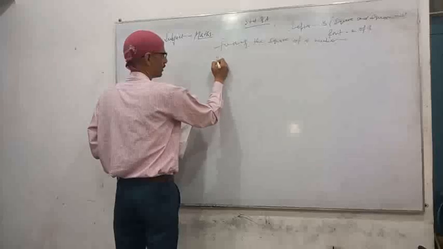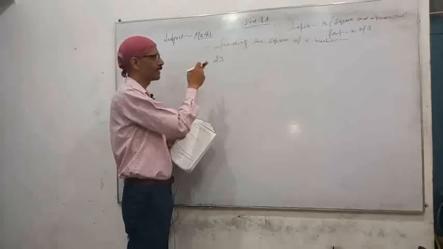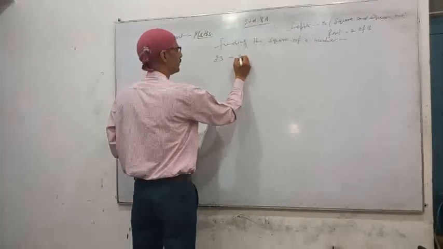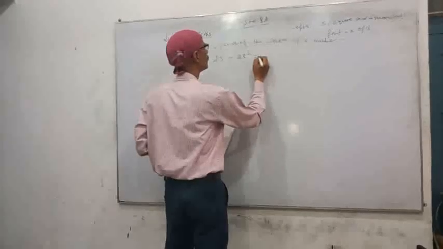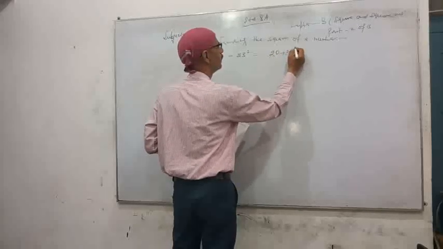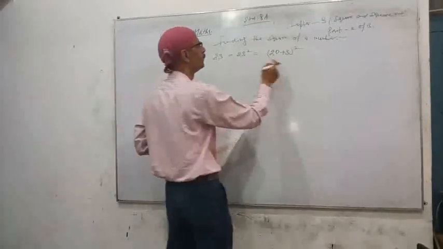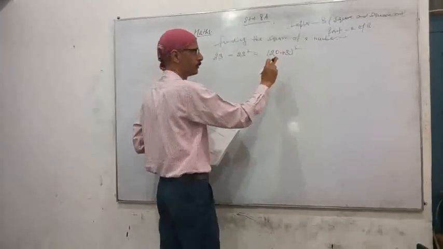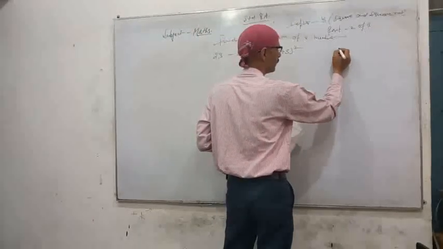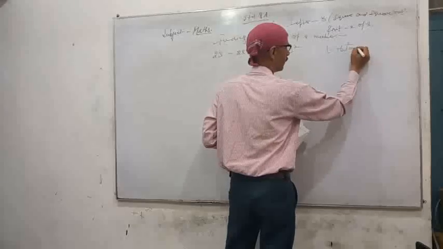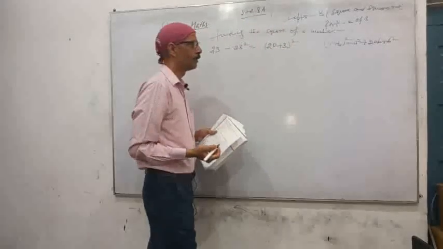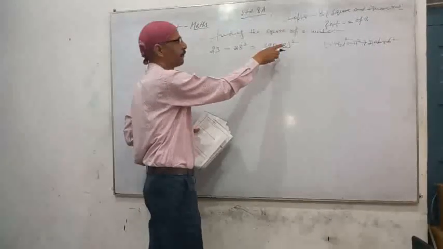Suppose you are given 23. How can you find the square of 23? You can write 23 squared, and now you can write 23 as 20 plus 3, whole squared. Now put this in the form of (a plus b) whole squared. Already you know that the formula of (a plus b) whole squared is a squared plus 2ab plus b squared. So here a is 20 and b is 3.